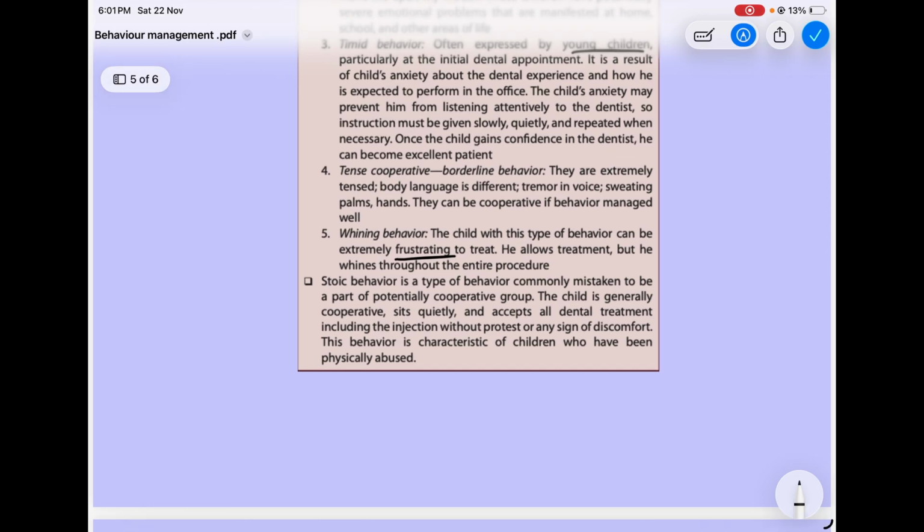Then the stoic behavior. Stoic behavior is a type of behavior commonly mistaken to be part of the potentially cooperative group, but this child is generally cooperative, sits quietly, and accepts all the dental treatment including injections without protest or any sign of discomfort. This behavior is characteristic of children who have been physically abused.